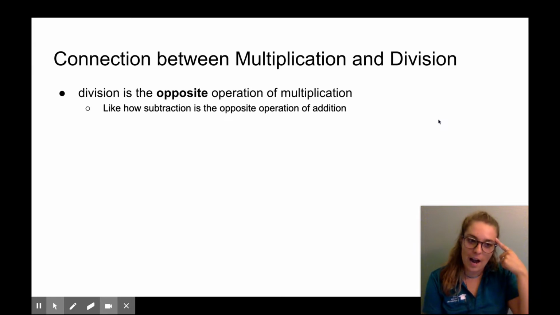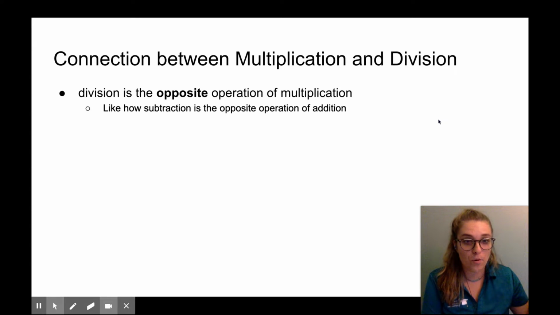The connection that I like to make is how subtraction is the opposite operation of addition. So just like how I can use addition to solve my subtraction equations, I can also use multiplication to solve my division equations because I know that they have an opposite relationship. Let's talk more about this opposite relationship.